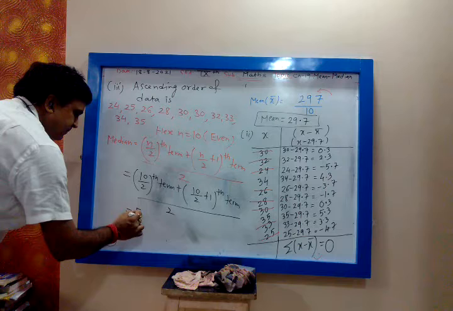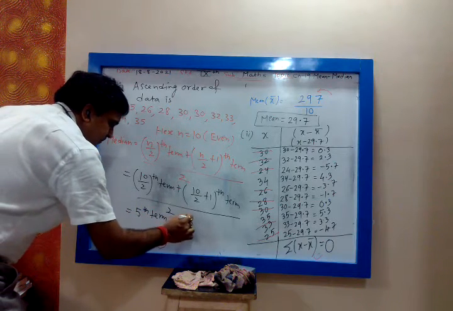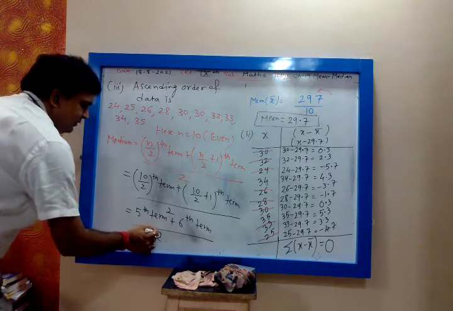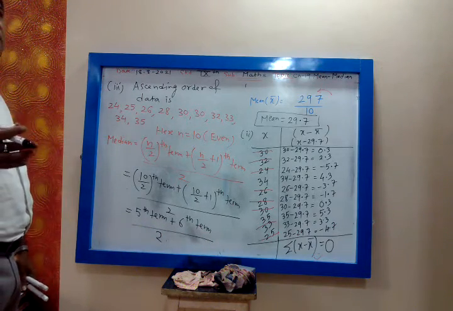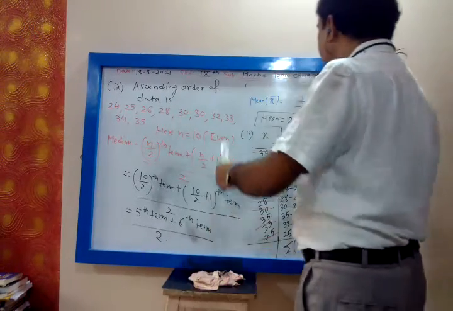So that is the 5th term plus the 6th term. See what students write in the exam. They write 5 plus 6 divided by 2, then the answer they write is 5.5. It is wrong. It is the fifth term plus the sixth term, divided by 2.